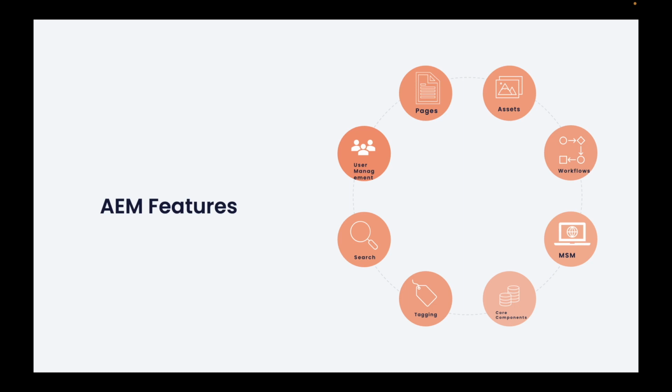And within AEM, we have components which are called core components, which come with a package. These core components have the basic features and can be used to develop a website. And these are extendable components, where you can customize for your customer needs. And we have tagging features, and a search feature inbuilt out of the box. And we also have a user management system, where you can create the users, create the groups, and publish them to the publish environments as well.